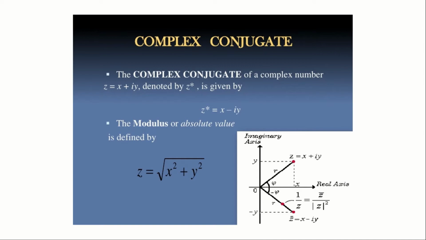Another topic is the modulus or absolute value. The modulus or absolute value is defined by |z| is equal to square root of x square plus y square. So this is said to be the modulus of the complex number.